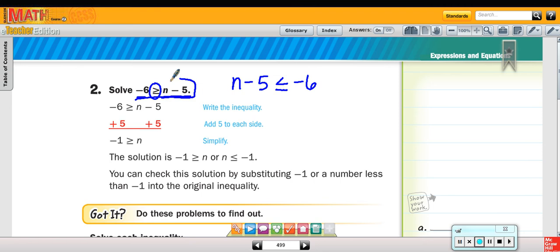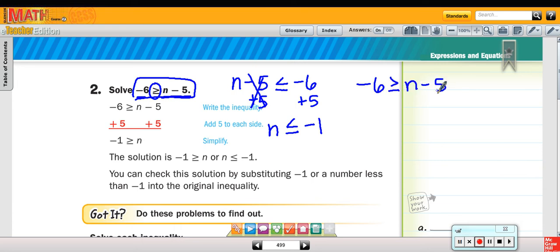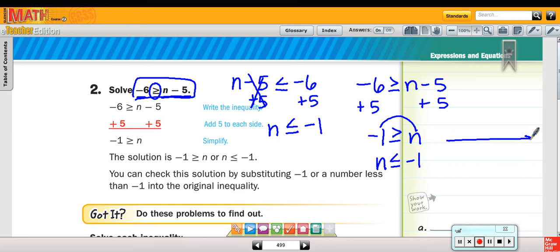You could leave it just like this if you want. It will solve the same. So I would add 5 to both sides. So I'm left with n is less than or equal to negative 1. If you kept it the same, negative 6 is greater than or equal to n minus 5, you'd add 5 still to both sides, and you would get negative 1 is greater than or equal to n. Well, that's kind of confusing when you go to graph it. So if we flip it here, and I move my n, I would have to also flip my sign to less than or equal to negative 1. Now that's pretty easy to graph.